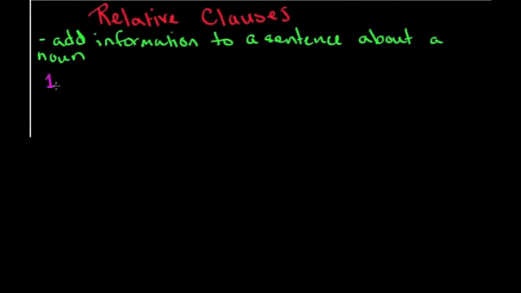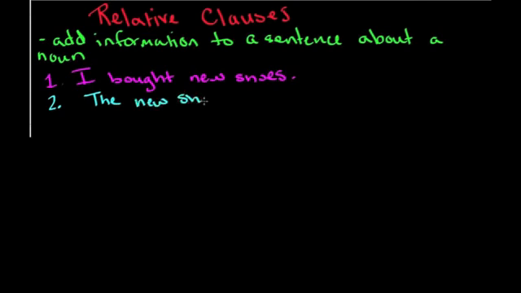Here's my first sentence. My first sentence is going to be, I bought new shoes. So here's my first sentence. My second sentence is, the new shoes are for running.